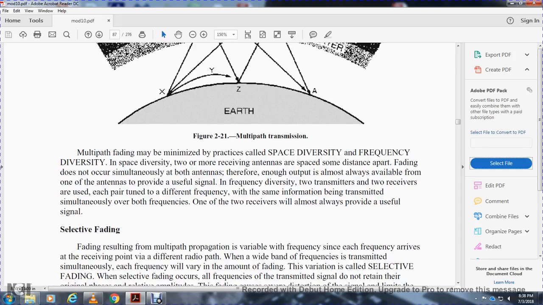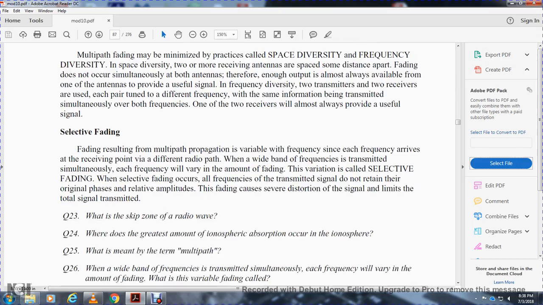Multipath fading may be minimized practically with space diversity or frequency diversity. In space diversity, two or more receiving antennas are placed some distance apart, so fading does not occur simultaneously at both antennas. Therefore, a useful signal is almost always available from one antenna. In frequency diversity, there are two transmitters and two receivers, each pair on a different frequency, with the same information being transmitted simultaneously over both frequencies. One of the two receivers will always provide a useful signal.